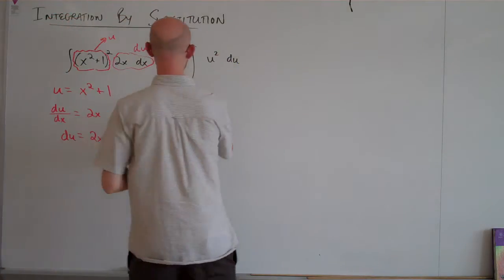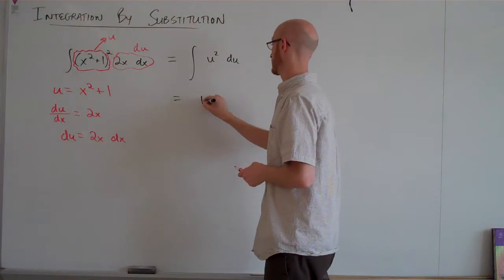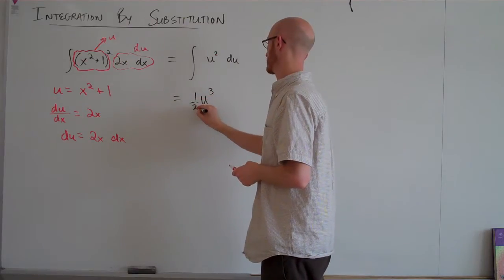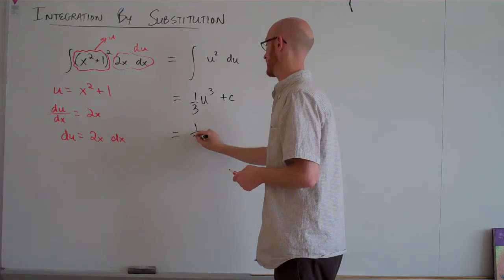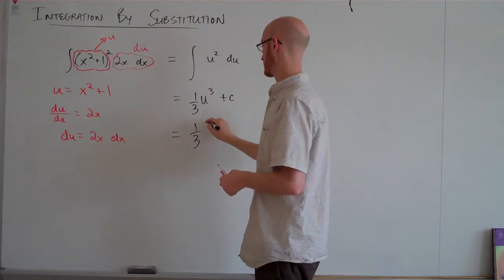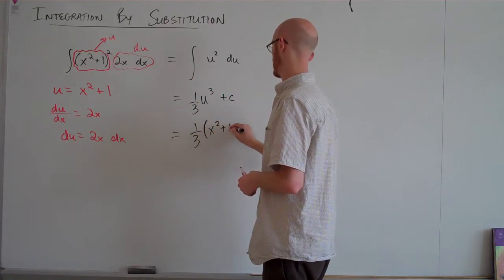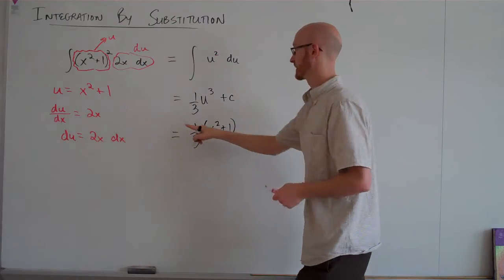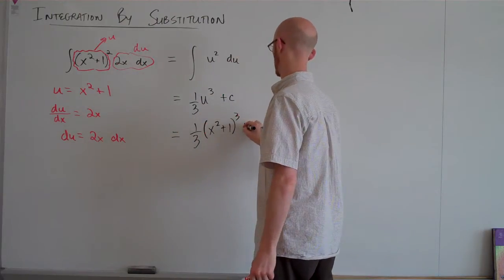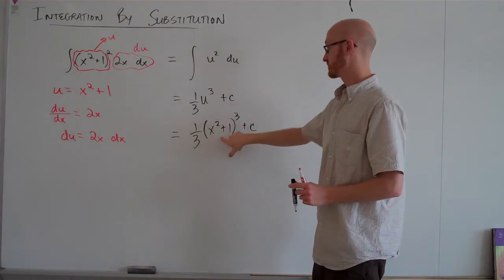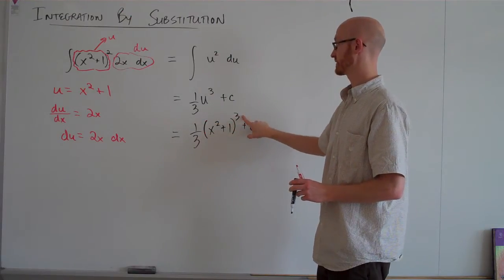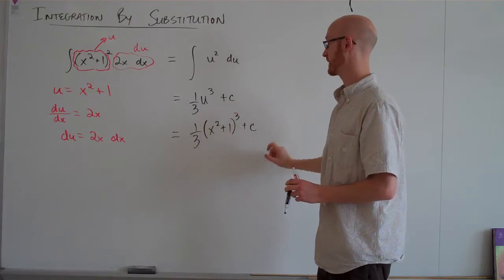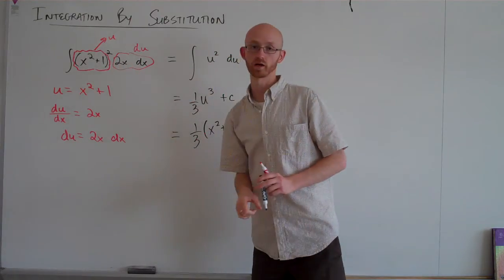Now we can simply do the antiderivative of u squared, which is 1/3 u cubed plus c. And after that, we'd say, okay, well, u is really just a placeholder. U was the placeholder for x squared plus 1. So now if you take the derivative of that, you'd have 3 times a third, that's 1, x squared plus 1 to the second, times 2x. And that's what the original problem is.